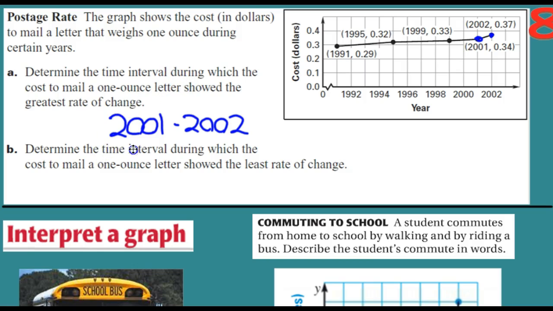Now it says determine the time interval during which the cost to mail a 1-ounce letter showed the least rate of change. So if the greatest rate of change was steep, that means the least rate of change is flat. Looks to me like from here to here is our flattest area. So that's 1995 to 1999.